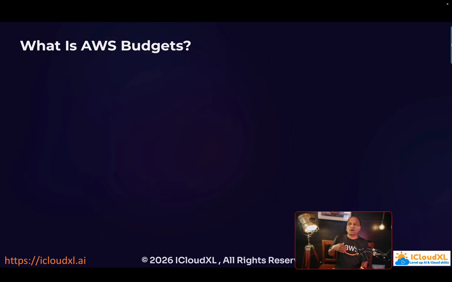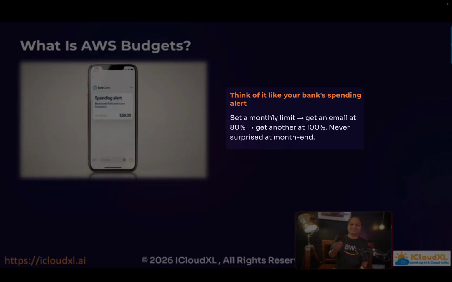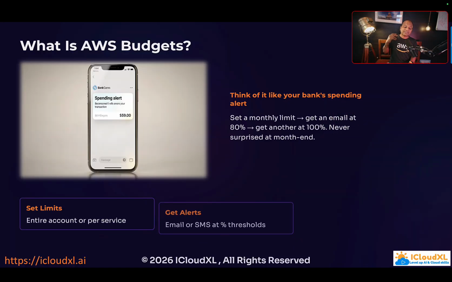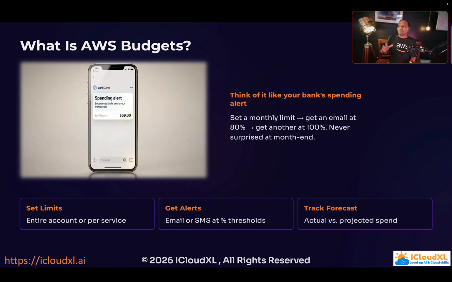Now let's understand what AWS Budgets is. This is simply a tool. Think of it like your bank's spending alert. Set a monthly limit and get an email alert for that limit. You can even get an alert for a forecasted amount. Let's say your spending is $10 and you set an alert for $20. Based on the forecast, maybe you're going to hit $20 within 2 or 3 days, so you're going to receive that alert as well. So set alert, get alert, and track forecast.